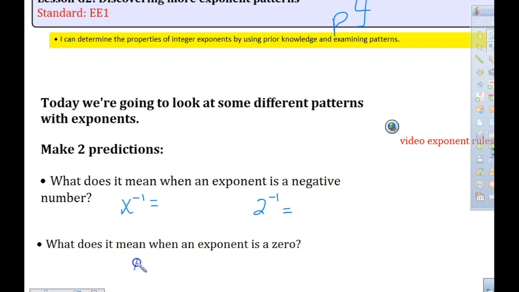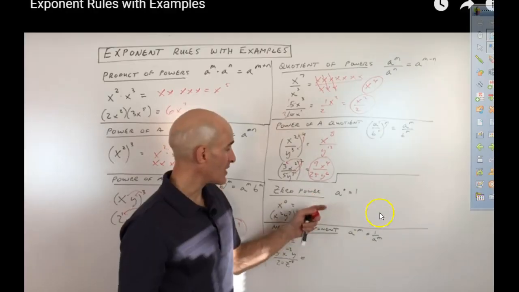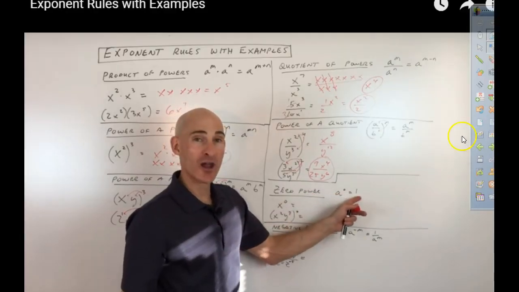The other thing I want you to predict is, what if you have something to the 0 power? So put these two down and please make a prediction right now. Property, and that's that anything to the 0 power equals 1.